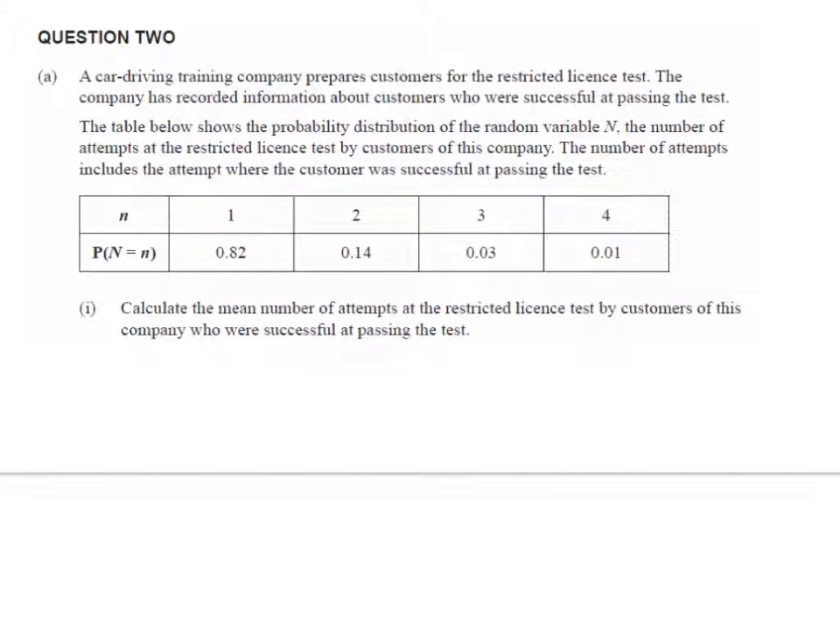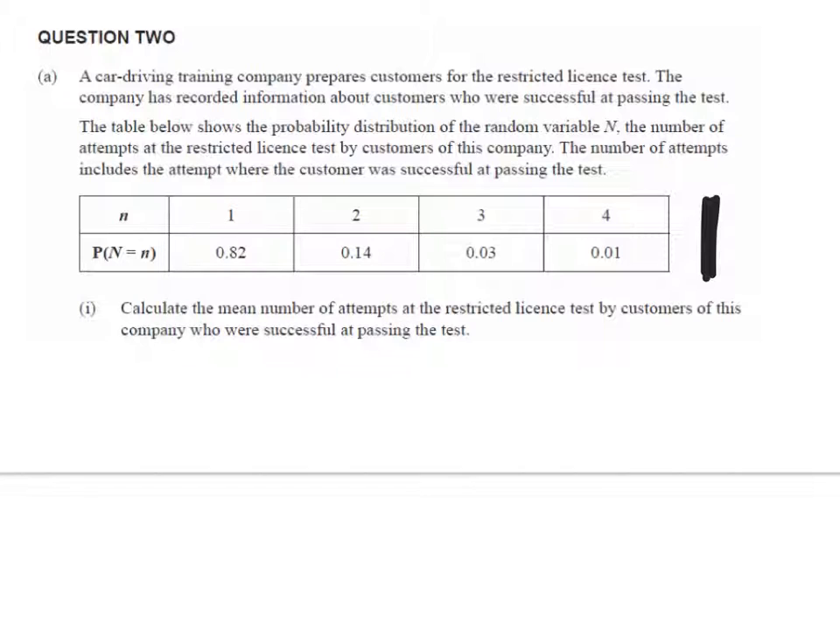Okay, it's about a car driver training company preparing its customers, which might be some of you, for the restricted license test. And it's written down information about customers who passed the test. This is the probability distribution of the random variable n. N is the number of attempts at the test, and that includes the attempt where they were successful at passing the test. Okay, so you can't have 0.